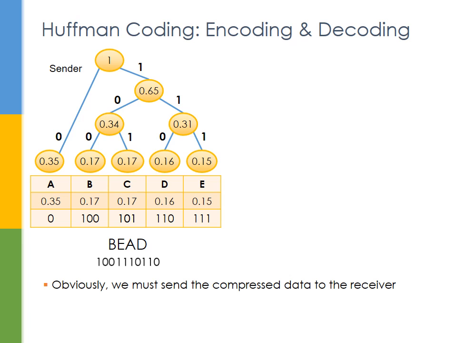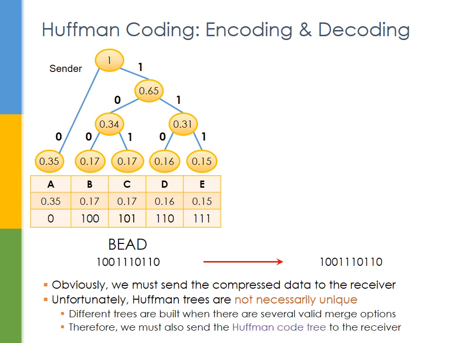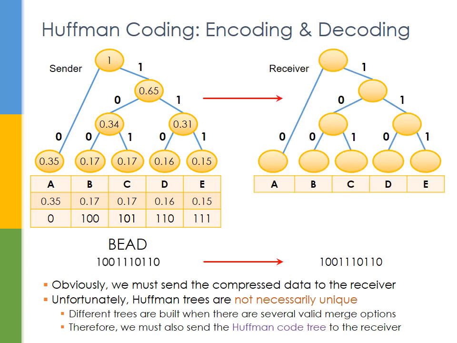Right, so now we need to send this compressed version of the data to the receiver. However, it turns out that unfortunately Huffman trees are not necessarily unique. This is because different trees are built whenever there are several valid merge options that could be used at any particular point during the construction of the Huffman coding tree. So what this implies is that we must also send the Huffman code tree to the receiver. Now notice that this tree does not need to include the probability values because the receiver is not interested in those probabilities.